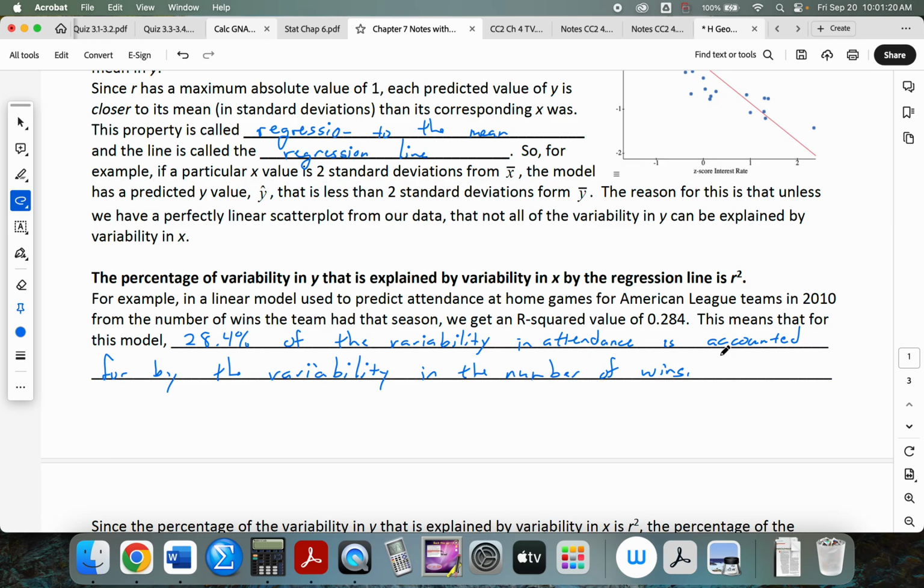So if you have an extremely loyal fan base, the number of wins doesn't matter nearly as much. If you have what is called a fickle fan base, where when they're winning, lots of people come, and when they're losing, everyone stays home, then this R squared value would be much higher. So part of that is it lets you know how much you can rely on the number of wins to predict what the attendance is going to be. You can have a model for it, but how good is the model? Yeah, that makes sense. Okay?